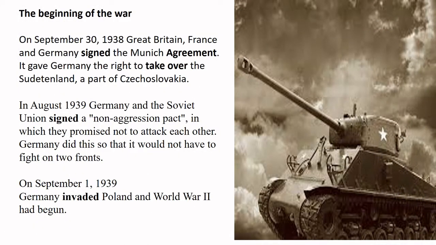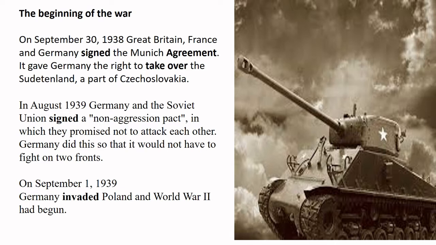The beginning of the war. On the 30th of September 1938 Great Britain, France and Germany signed the Munich Agreement. It gave Germany the right to take over the Sudetenland, a part of Czechoslovakia. The two allies hoped it would satisfy Hitler and keep them out of the war. The agreement, however, was broken and Hitler not only invaded the Sudetenland but took over all of Czechoslovakia.